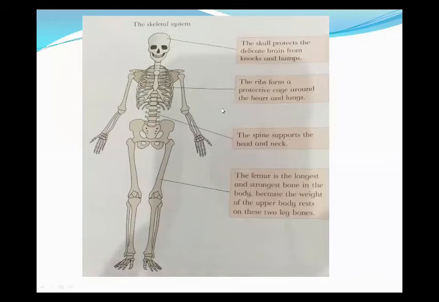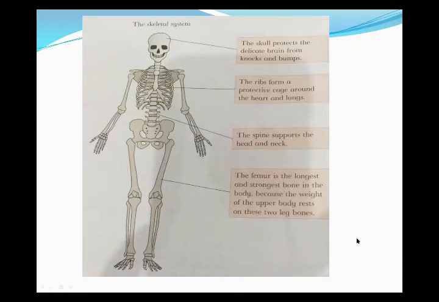Open your book and see the page. The skull protects the delicate brain from knocks and bounces. Delicate means a soft and sensitive part. It is protected by the skull. Knocks and bounces mean any head hits and injuries. So the skull protects because it gives support to our brain.